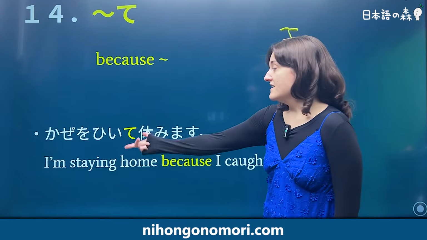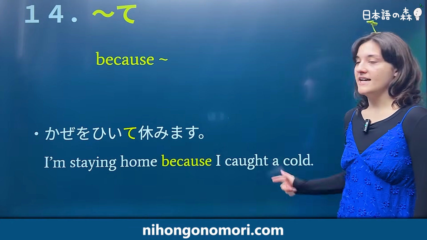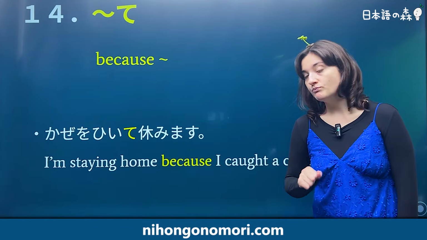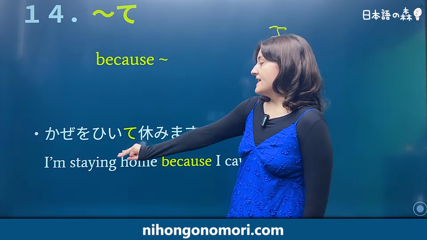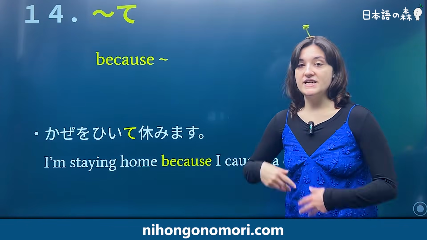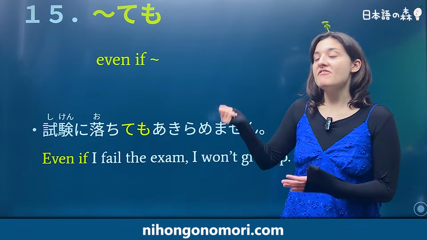So here we have 風邪をひいて休みます. I'm staying home because I caught a cold, right? So because I caught a cold, naturally, I'm gonna stay home. So here we're using the て form in a verb, but we can also use it with adjectives and nouns.